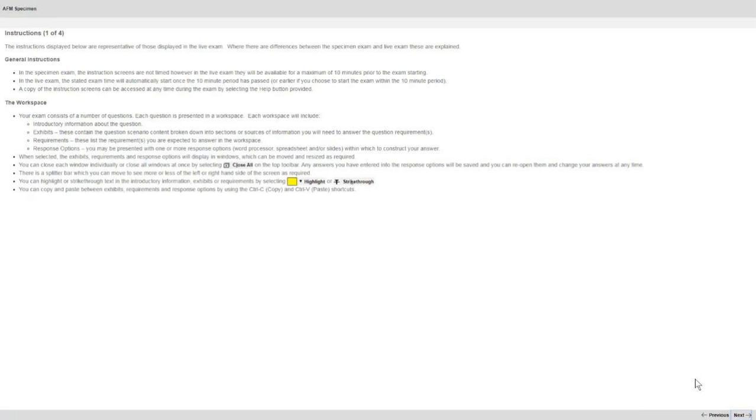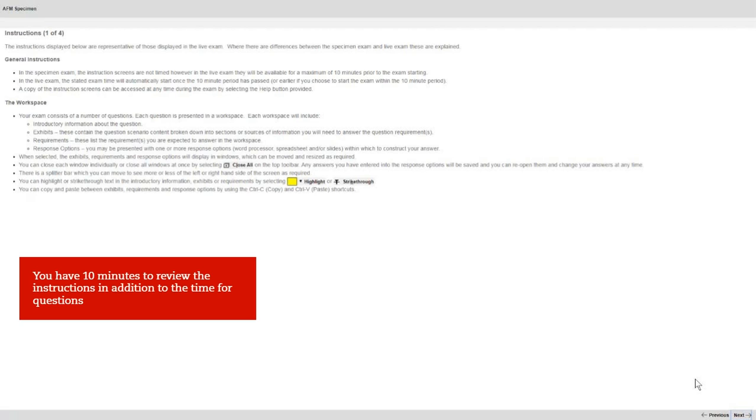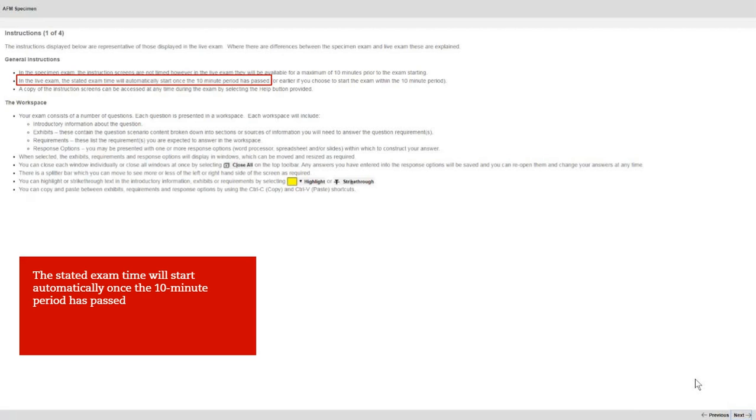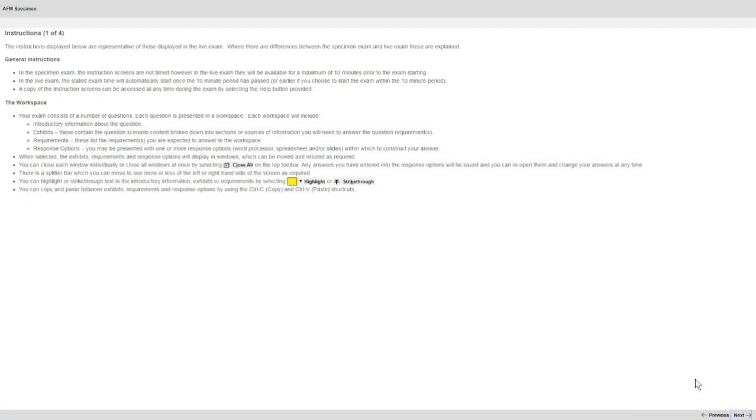Here is that screen. This information is important. In the live exam, you'll have 10 minutes to review the instructions. These are in addition to the time you'll have for the questions. Here it says that the stated exam time will start automatically once the 10-minute period has passed. So it's vital you're familiar with the instructions before the day of the exam. The rest of the key information on this screen is covered elsewhere, so let's select Next again.